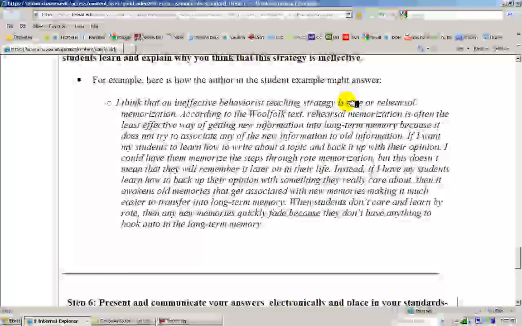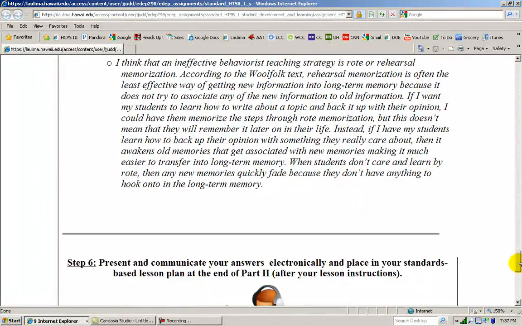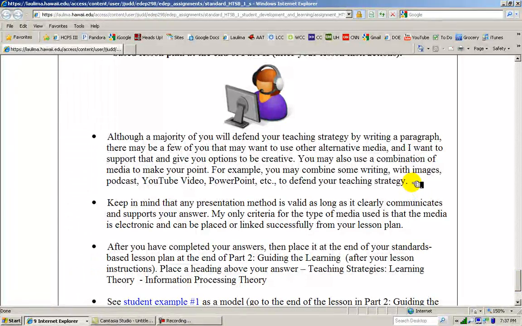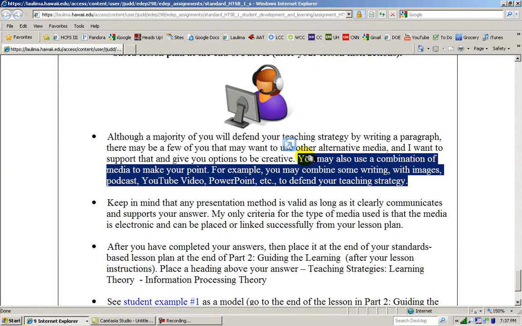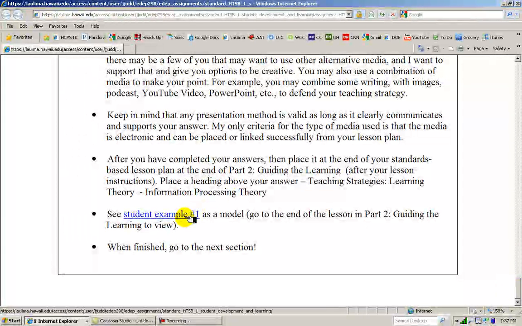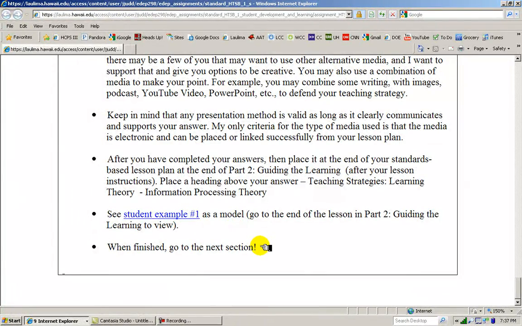And for example, rote or rehearsal memorization is not a very effective strategy according to the author, and then defends why. Communicate your answers electronically, again using any kind of multimedia if you get tired of writing. And then view a student example of your student standards-based lesson plan like you did in the behaviorism, and then when finished go on to the next section.